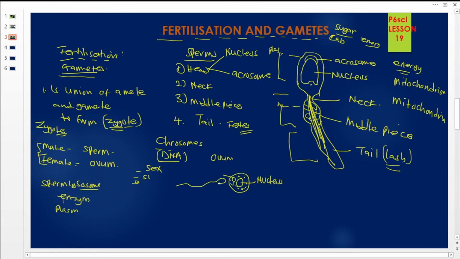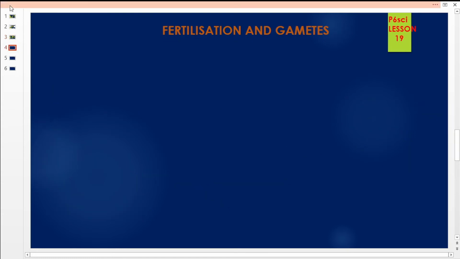This is the sperm, this is the ovum. When the sperm meets with the ovum, that is the process called fertilization. This meeting or union occurs within what we call the oviduct or the fallopian tube. So fertilization occurs within the oviduct or fallopian tube. All right, so let us continue with our journey of fertilization.